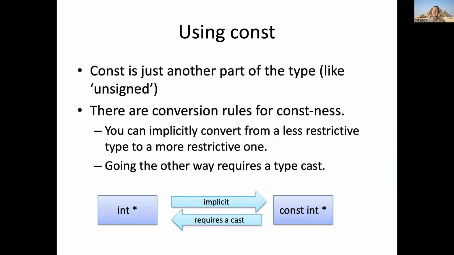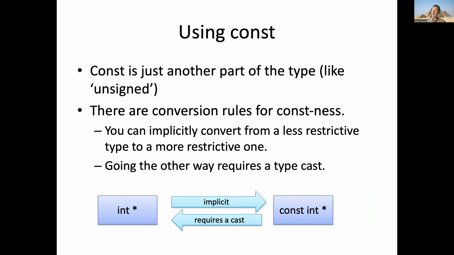You can always add a const without a typecast. So if you had an int pointer and you wanted to say, oh, pretend that's a pointer to a constant int, you can do that without any kind of typecast. You can always go from a less restrictive type to a more restrictive type. And a pointer to a const int, you can't do as much with that. So the compiler will let you add const. But going the other way requires a typecast.